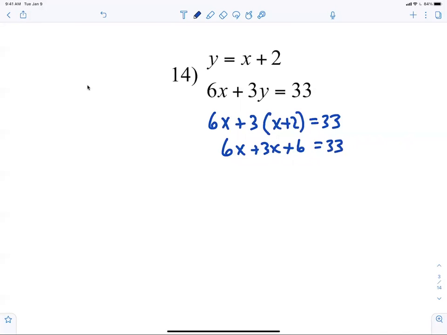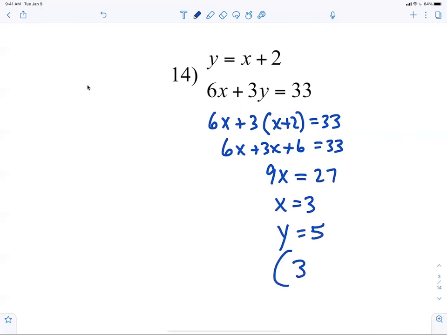All right, now you guys should practice. So 9x equals what? 27. So x was what? 3. Y is 5. Remember, it's always an ordered pair. Anybody have any issues with that?